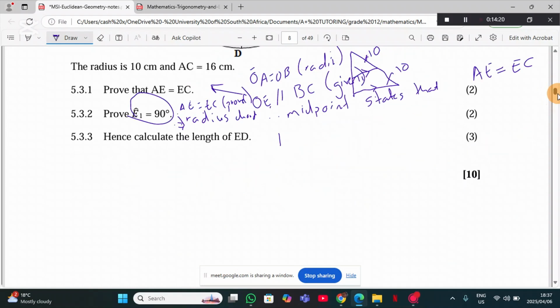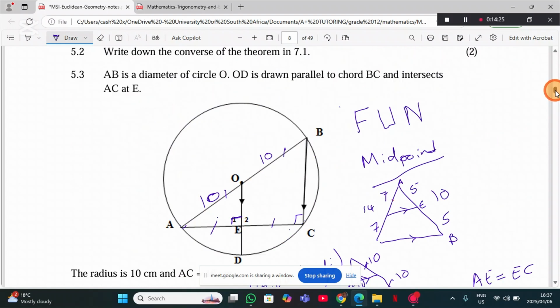And then now calculate the length of ED. Move below ED. Okay, there is ED over here. They are always asking these random questions. Calculate the length of ED.